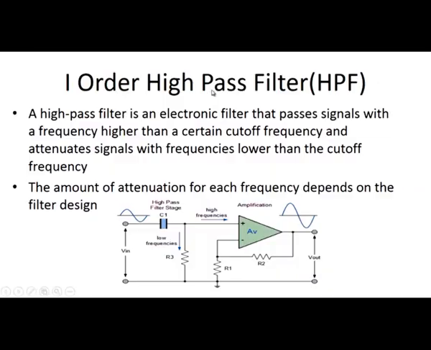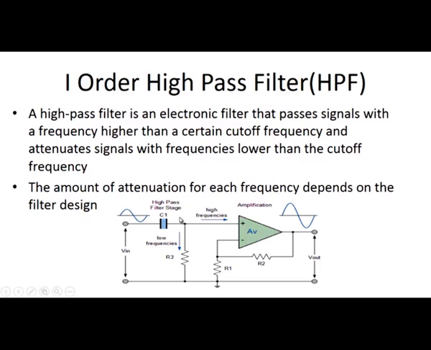And the next filter is the first order high pass filter. We have seen the low pass filter previously, now it is a high pass filter. The difference in the filtering operation is that only the higher frequency signals will be passed through the filter, and the lower frequency signals, that is the signals less than the cutoff frequency, will get attenuated by the filter.